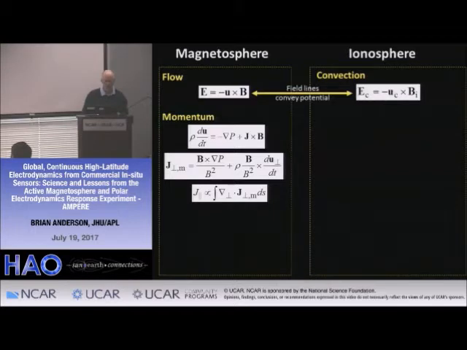And then the next moment in the Vlasov equations is momentum. And these are the momentum equations which are related to perpendicular currents.